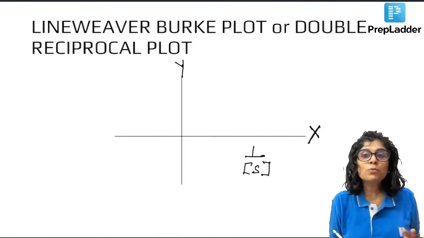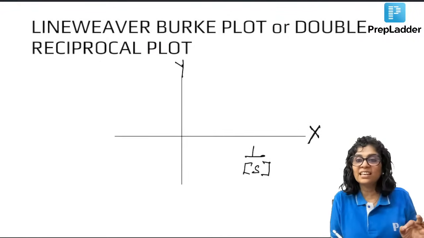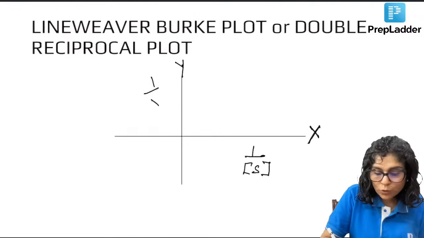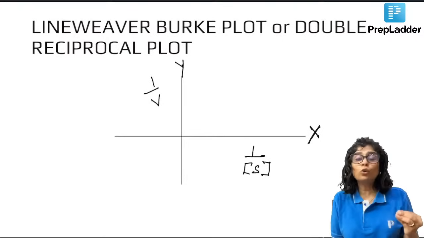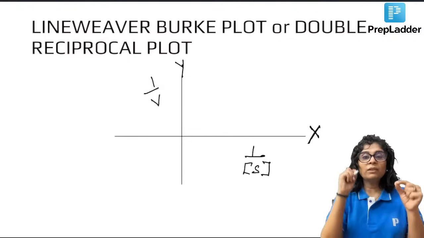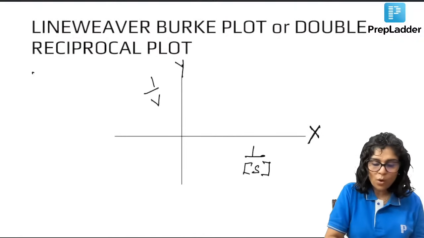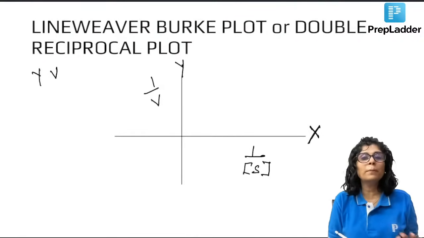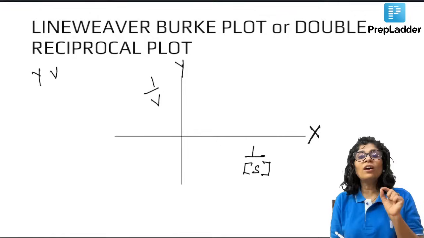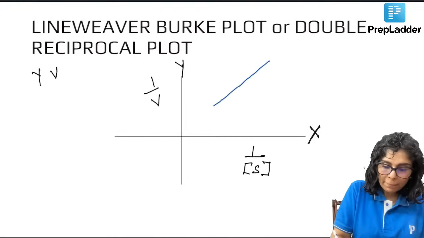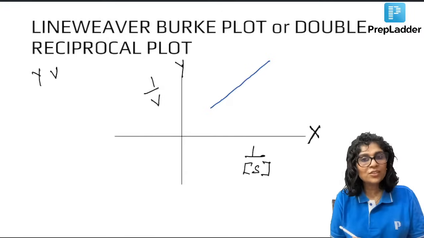So all of you tell me what is along x-axis? Along x-axis, it is 1 by S. Along y-axis, it is 1 by V. How to remember that along y-axis, it is 1 by V? Y and V look similar, right? So along y-axis, it is 1 by V. If you draw a graph like this, you will always get a straight line. Do you understand this? You'll always get a straight line.